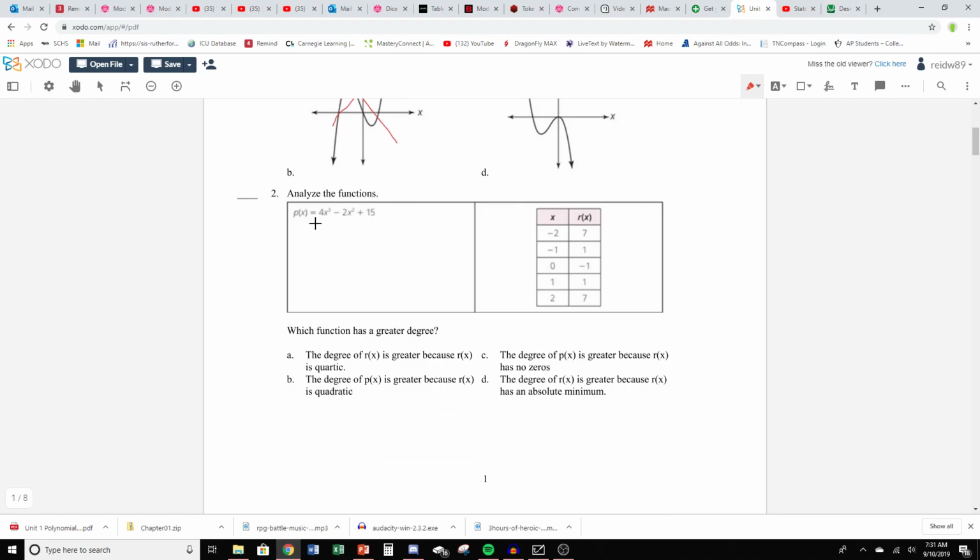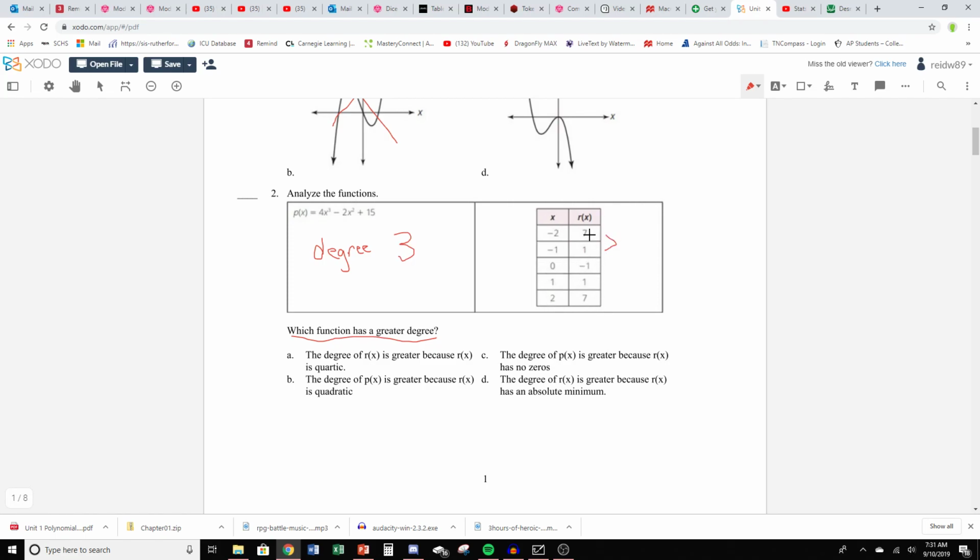We have two functions here. It asks which has a greater degree. Well, the degree of this one, the highest power is 3, so this one has a degree of 3. By the way, I'm using a mouse, so my handwriting is going to be way worse than usual. So this one has a degree of 3. And then on this side with the table, we talked about finding the degree from a table, you have to find the differences.